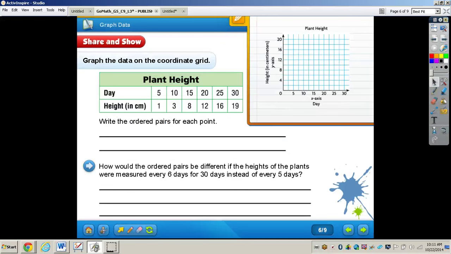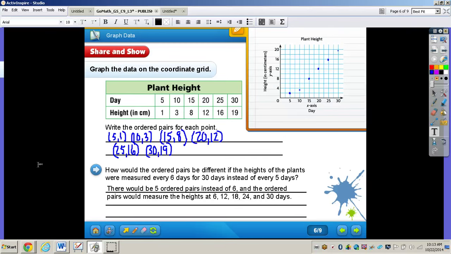Okay, I want you to work through this problem on page 379 all by yourself. When you're finished, you can press play and I will have the answer for you. So pause the video now. Okay, here are the answers for the data on the coordinate grid. Okay, so you can make sure your answers match mine.